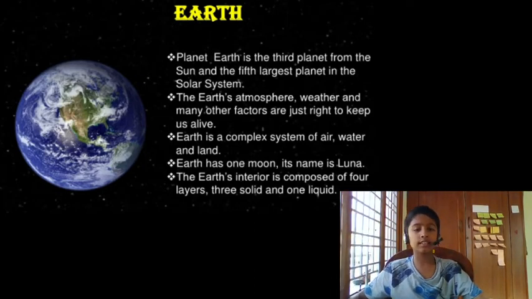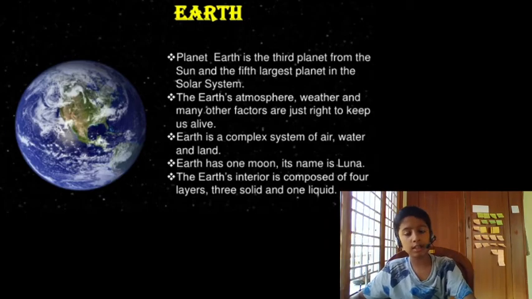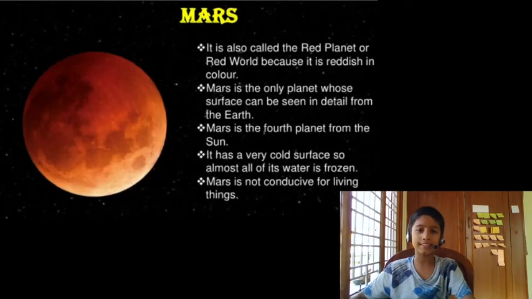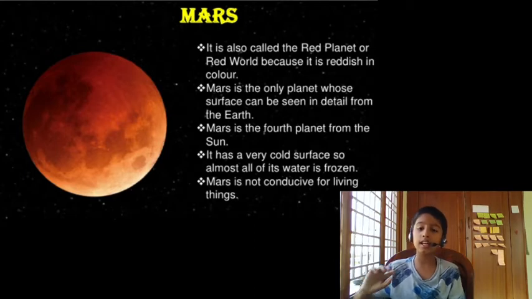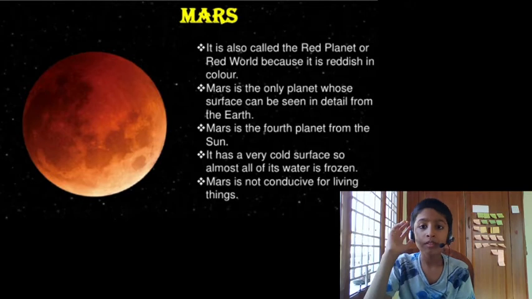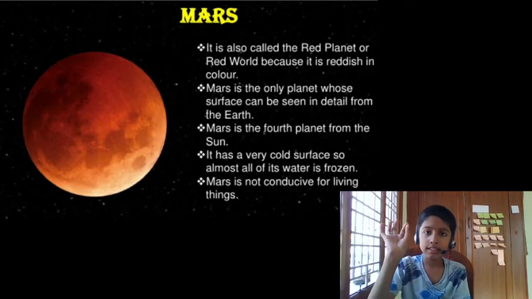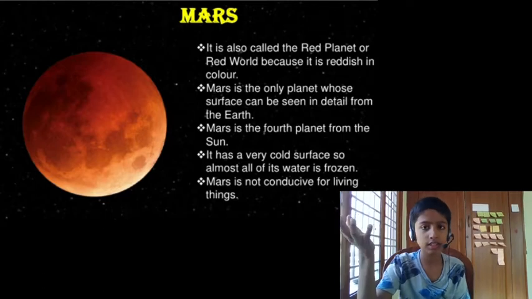The next thing is Mars, which is also an inner planet. So what is Mars? It is also called the red planet or red world because it is reddish in color. That's why it is known as the red planet.